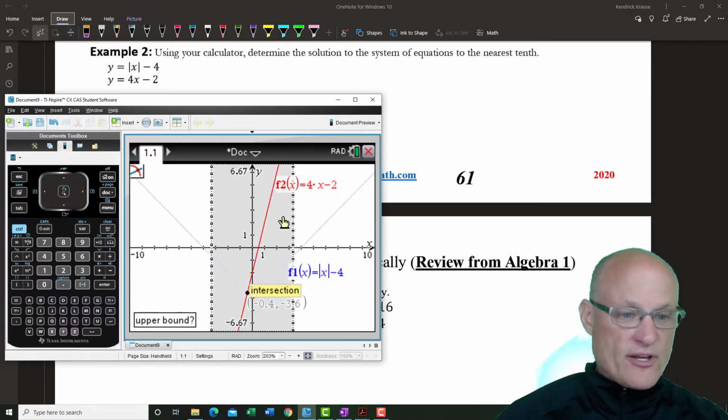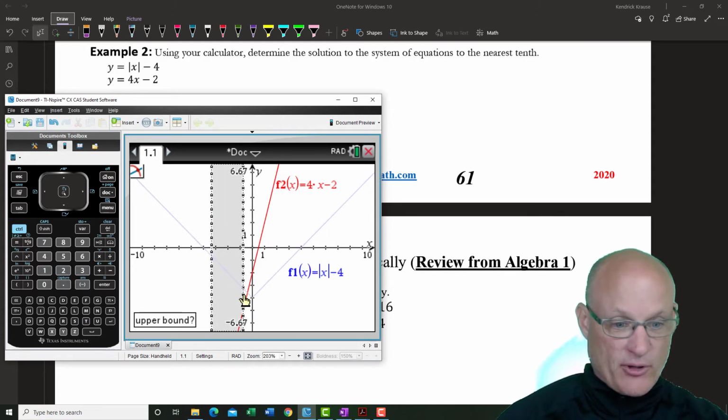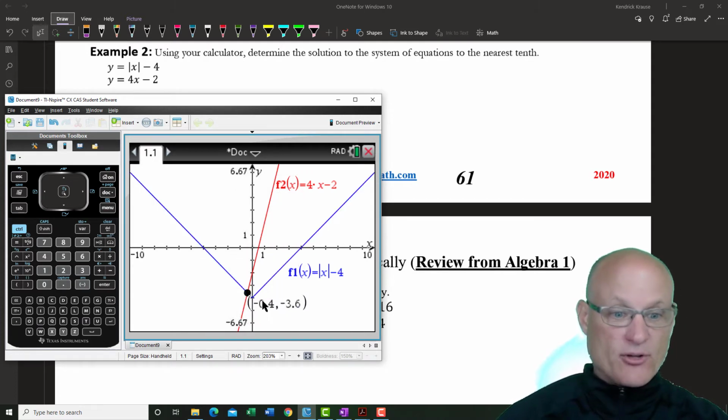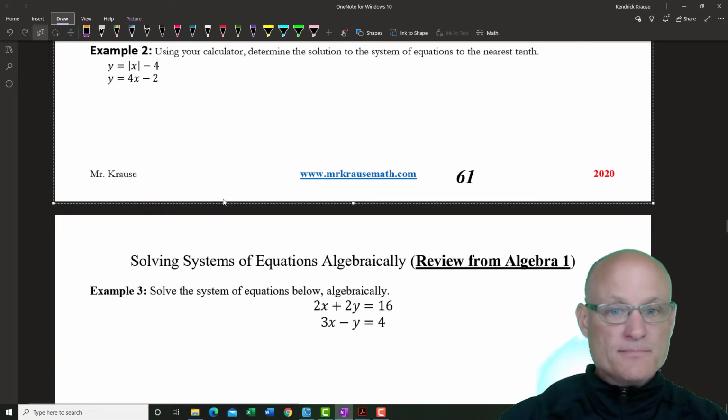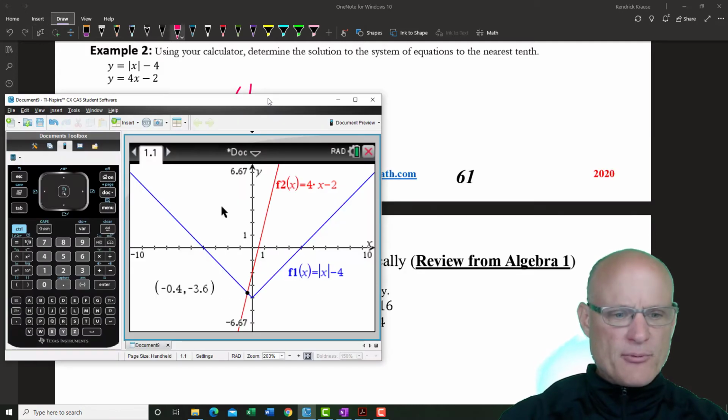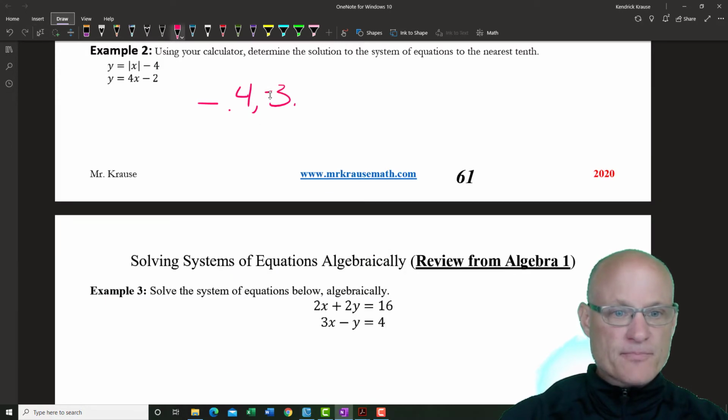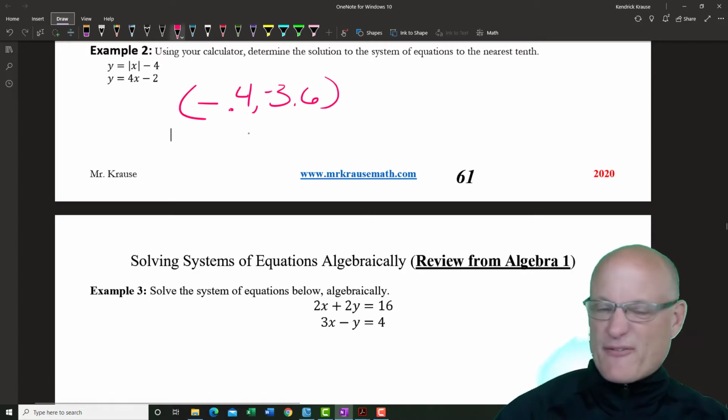Click on the left. It doesn't matter where this is. You just create a gray area clicking on the left of this point of intersection and then dragging to the right until you get there. And then negative 0.4, comma 3.6, negative 3.6. All right, points of intersection. Very straightforward. On the graph, it's pretty easy.